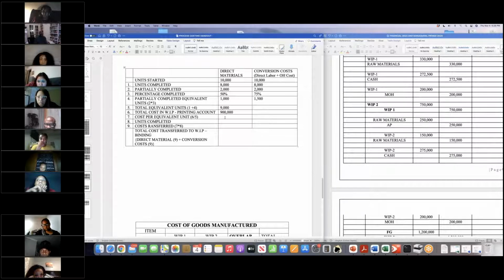So what's the cost per equivalent unit? Is that maybe 100? Yes, sir. Units transferred were how many? Units completed were what? 8,000. Yes. So how much of the raw materials cost are we transferring out? 800,000.